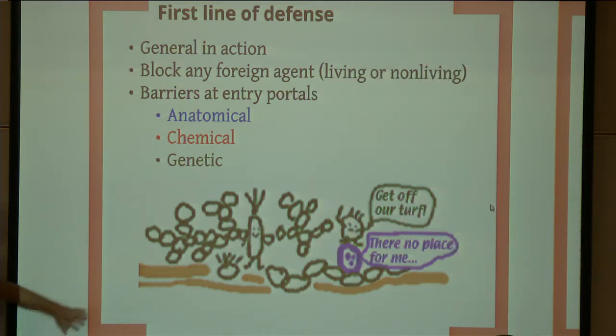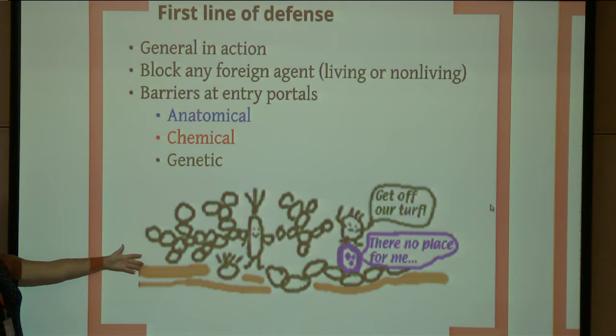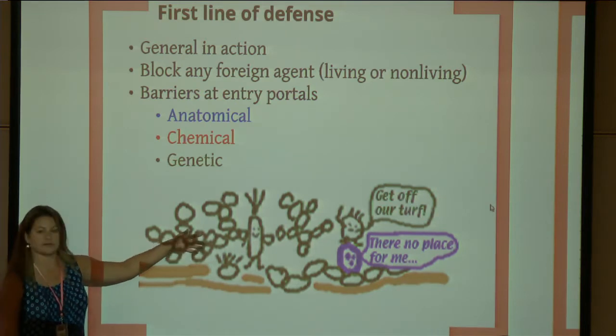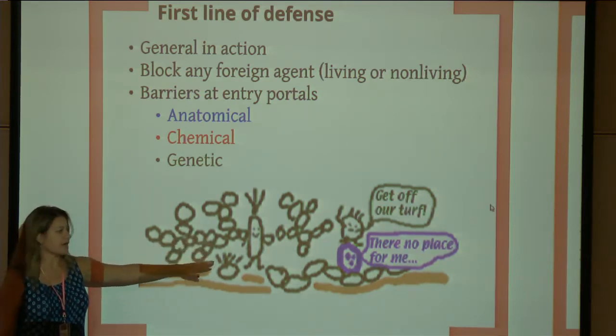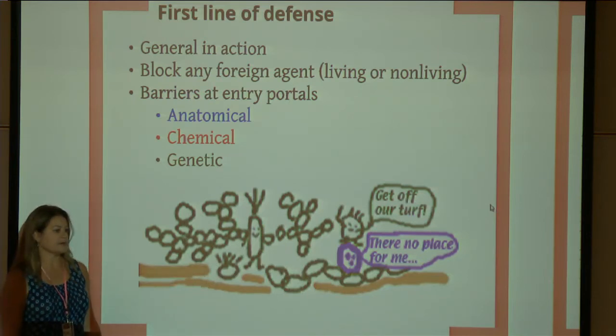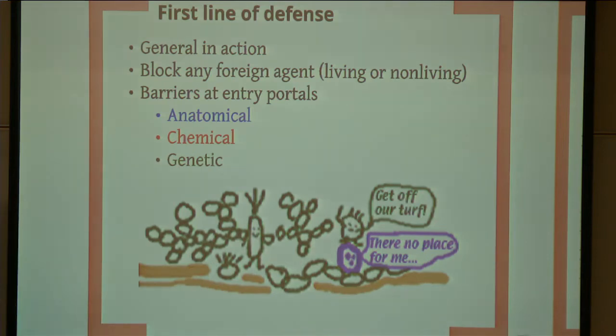As you can see, I didn't make this picture, I just grabbed it off the internet, but these are organisms that have set up shop. The green guys are the good guys. As long as they're hanging out there, that purple guy has nowhere to go. So you have your good bacteria hanging out, and when something harmful comes along, it's got nowhere to bind to.